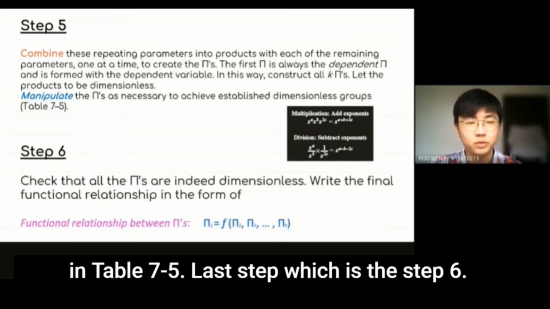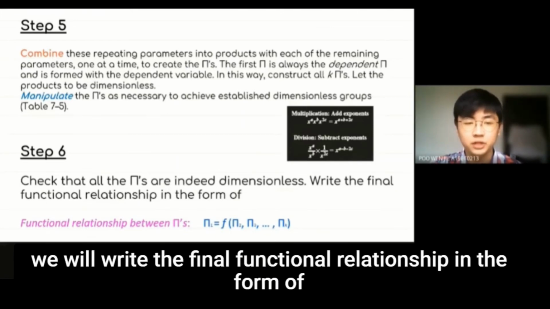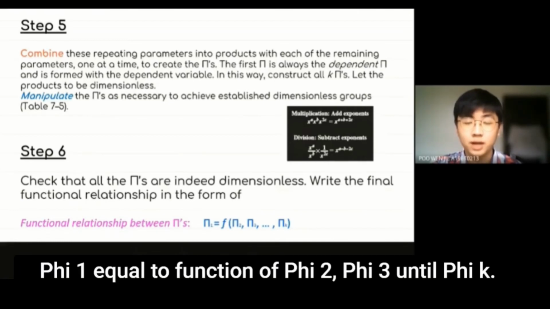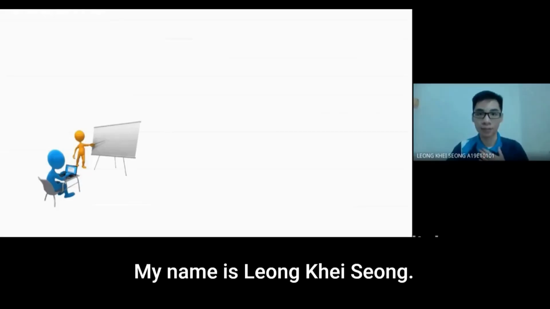Last step, which is step 6. We have to check that all the pis are indeed dimensionless. Then, we will write the final functional relationship in the form of pi 1 equal to a function of pi 2, pi 3, until pi k. That's all. My name is Leong Kei Xiong.